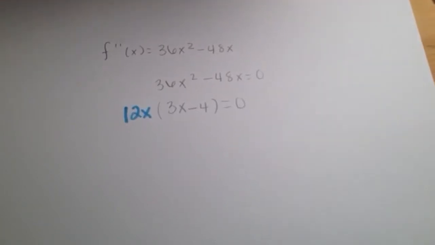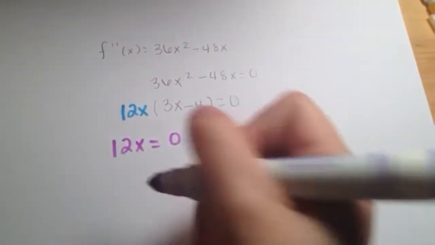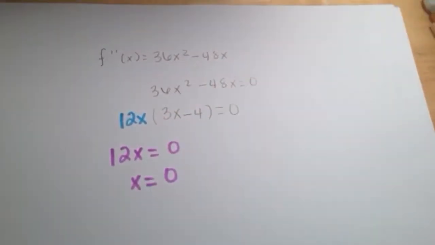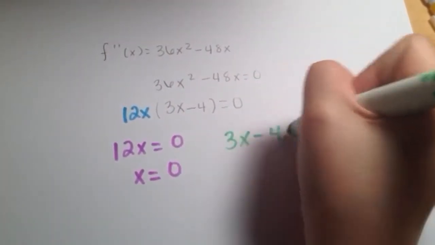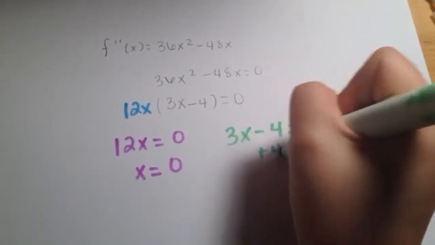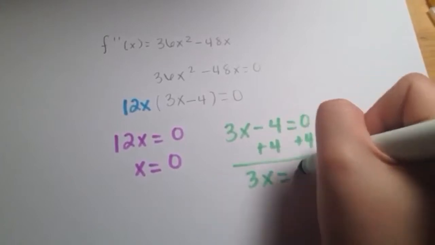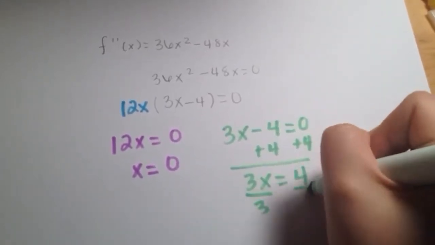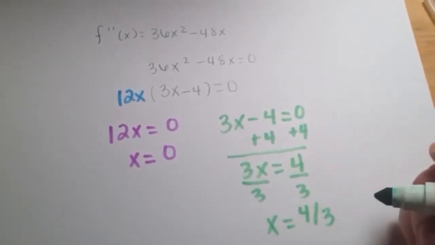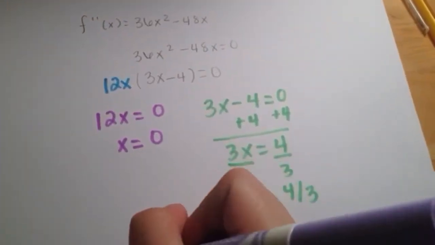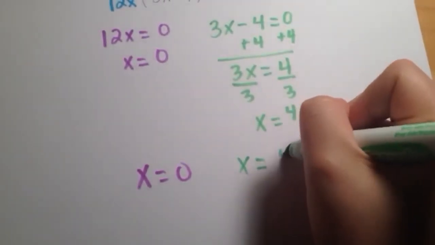So now we have to set each one equal to 0. So 12x equals 0, you get x equals 0, and 3x minus 4 equals 0. So you need to add 4 to both sides. So 3x equals 4, and then you divide both sides by 3 to get x equals 4/3. So our x values are x equals 0 and x equals 4/3.